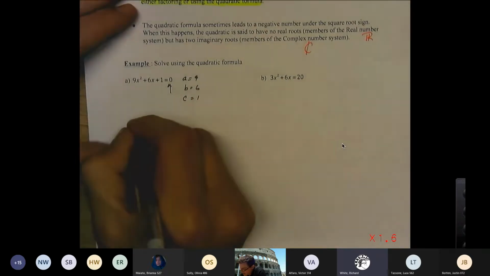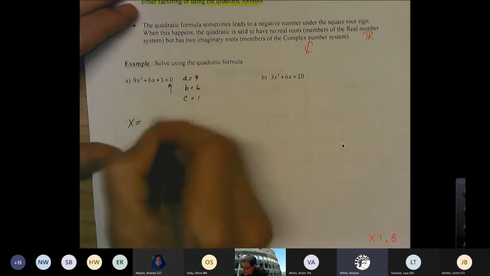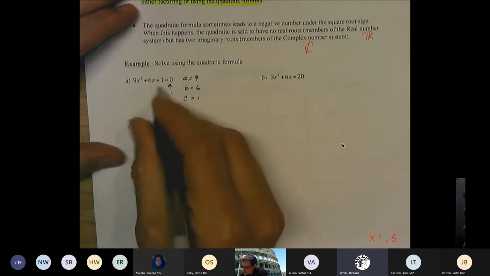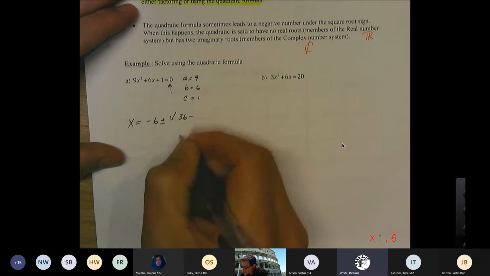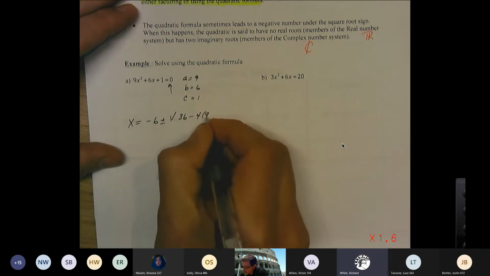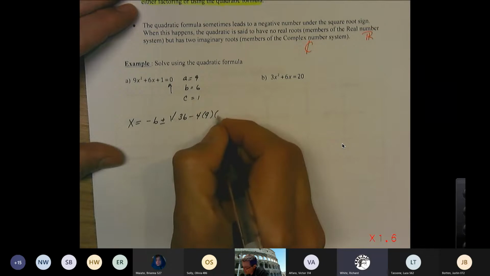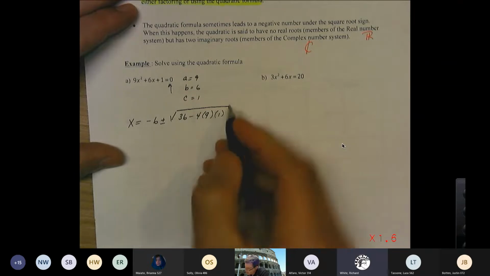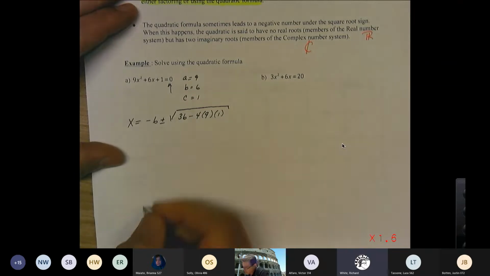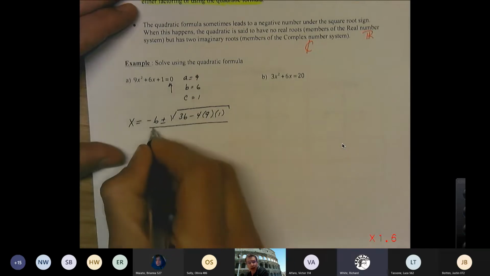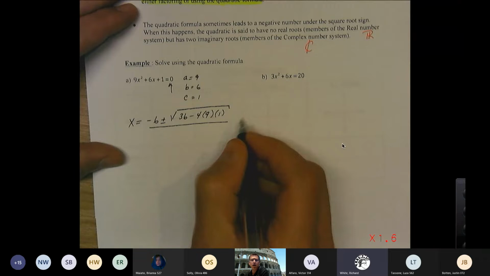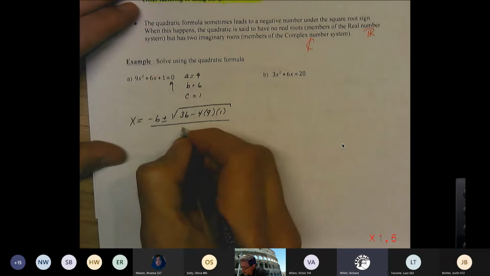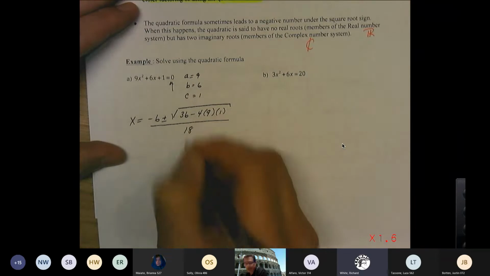So the formula is x equals negative b, so negative 6, plus or minus the square root of 6 squared, which is 36, minus 4 times A times C. That root sign goes all the way across, and I like to put a little dash on it to show where it stops. All over top of, and that needs to be the entire thing on top. The entire thing up there. Now on the bottom, it's 2 times A, which is going to be 18.